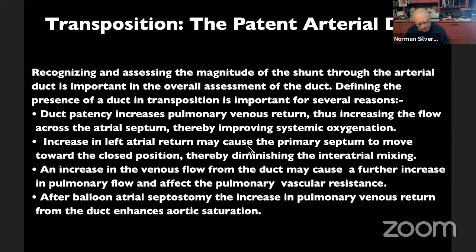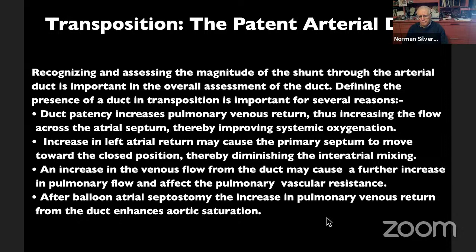Now, once you've established the findings of the foramen and the patient's been managed, the next issue is to assess the magnitude of the shunt at the ductus level, because the ductus, when it's open, helps to fill the pulmonary arteries. The pulmonary arteries then return to the left atrium and drive oxygenated rich blood from the left atrium to the right atrium, and thence to the head and neck, and that's a very important thing.